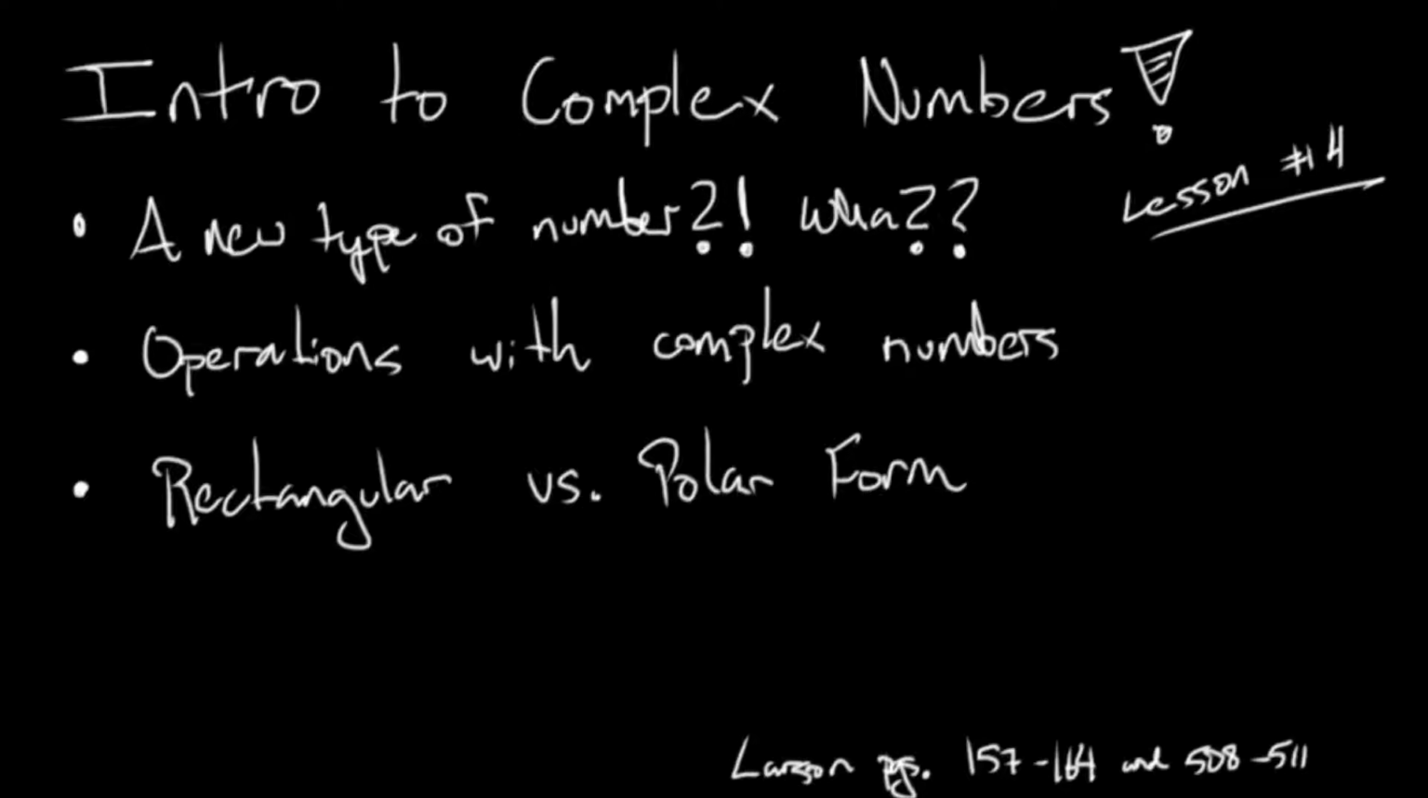What are we going to get to in this video? We are going to look at a new type of number. And then we're going to look at the basic operations, addition, subtraction, multiplication, and division with those new types of numbers. And then we're going to look at the 2 different forms, the rectangular form and the polar form of a complex number. A lot of this probably doesn't make sense yet, unless, of course, you've talked about this with me before. But it will make sense by the end of the video. So without further ado, let's go ahead and jump right in.